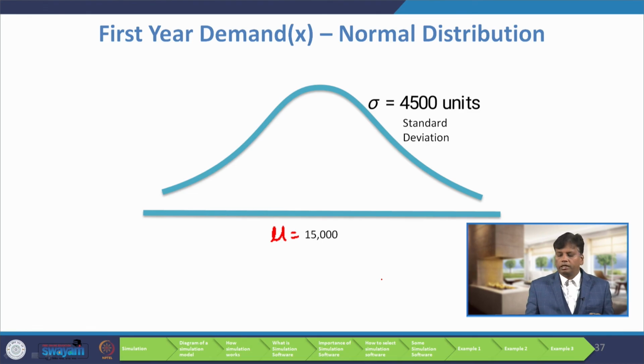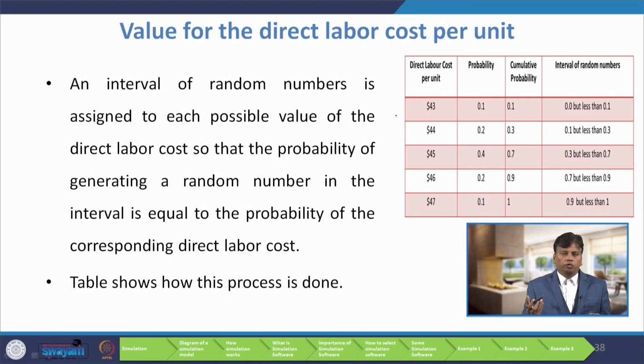The third input is demand. Demand follows a normal distribution. The mean is 15,000 and the standard deviation is 4,500. Now, we have to get the value for direct labor cost, similarly for the part cost, and similarly for the demand.